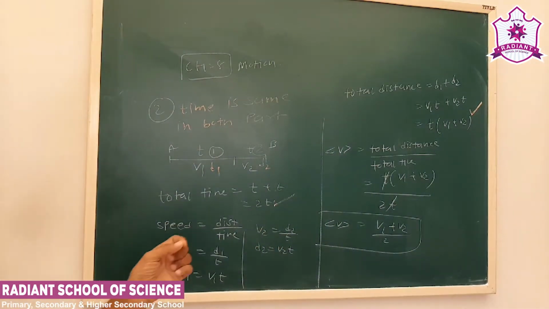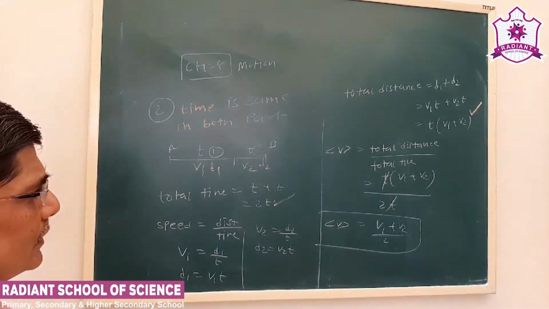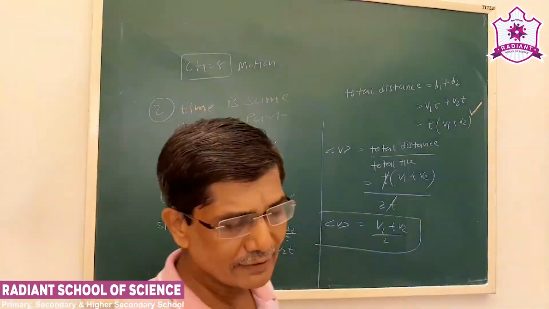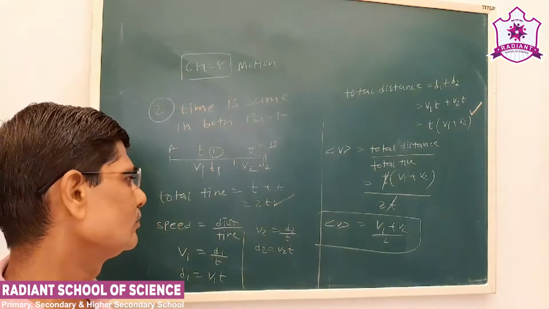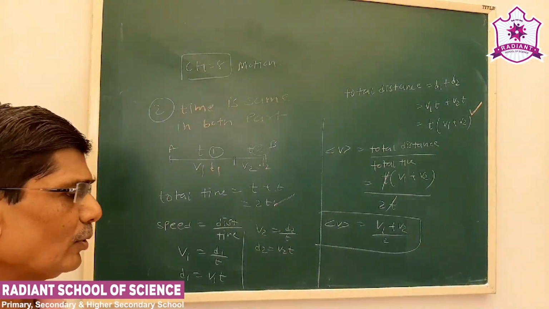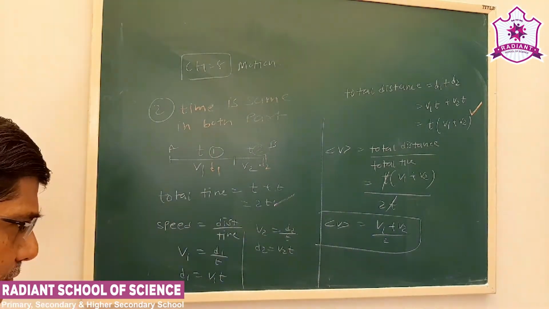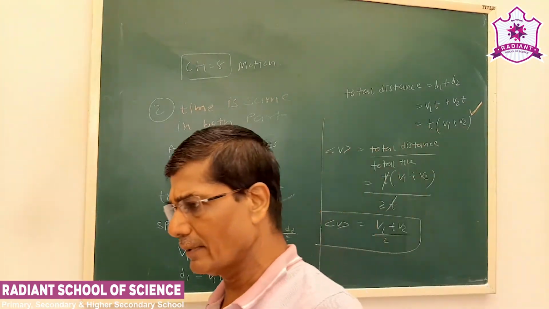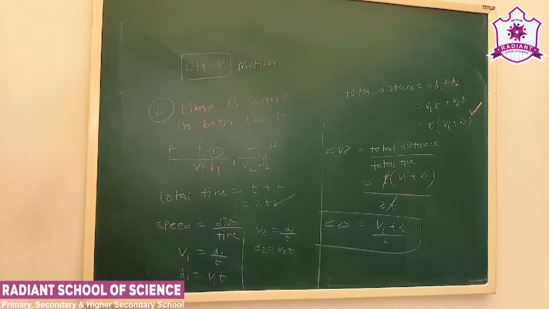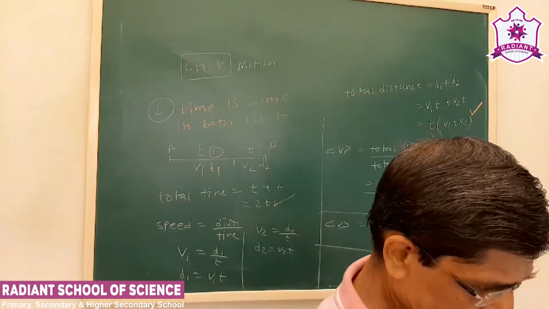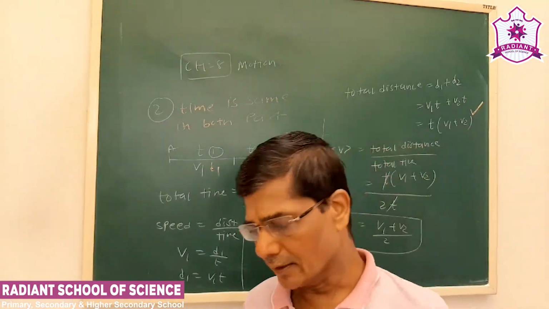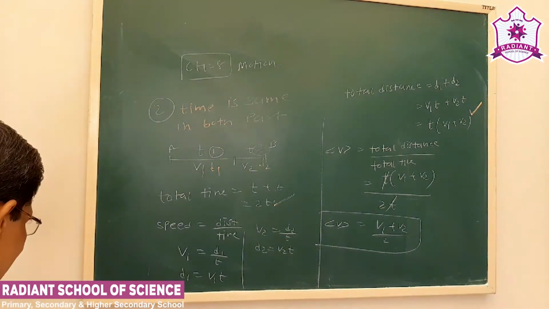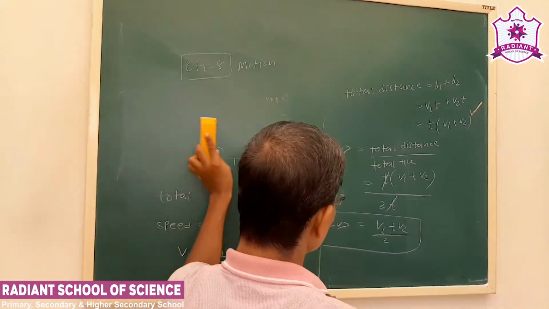Okay, so this is how we can prove that when time interval is same in both parts, average speed is v1 plus v2 by 2. Okay, these are important derivations, will be useful in solving the examples. This we can remember as a formula also. Once we remember the formula, we can easily calculate the sum. See, I take a simple example based on these two formulas.